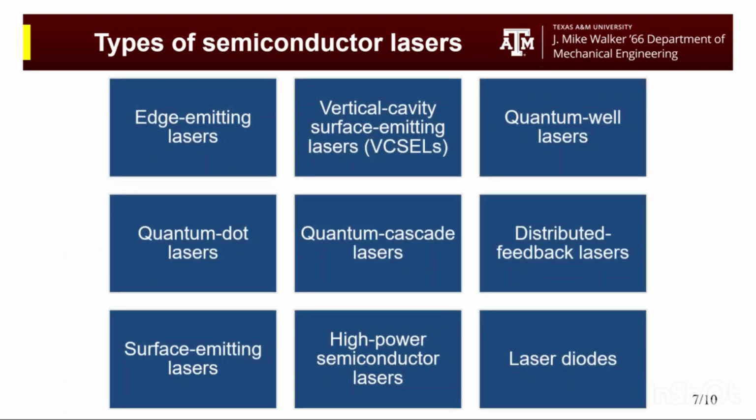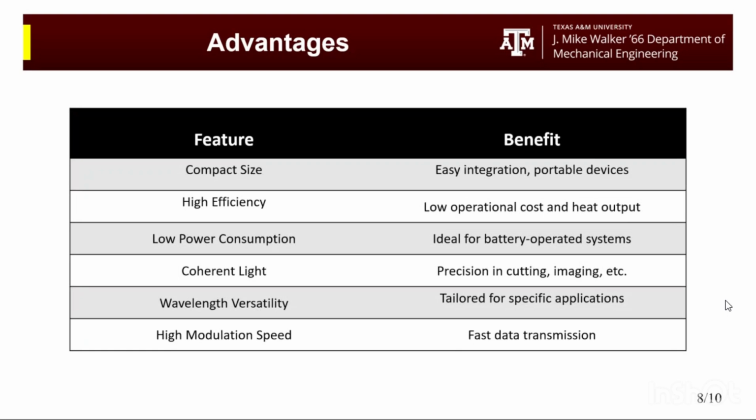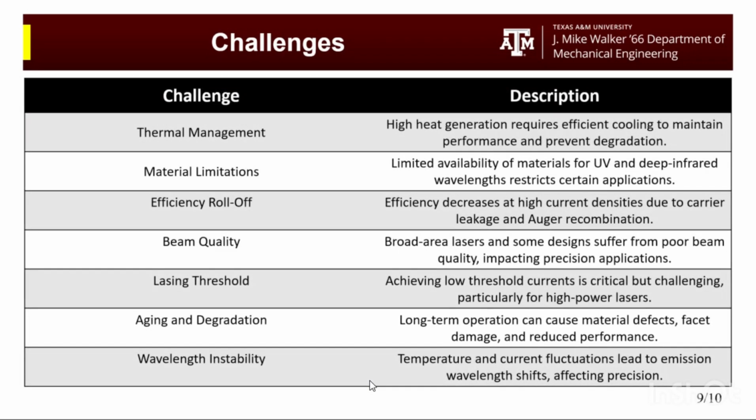As I mentioned, we're going to have different kinds of semiconductor lasers. You can see they have some advantages, including compact size, high efficiency, coherent light, and fast modulation, also durability. They have a long operational lifespan. And these kinds of lasers have some challenges, including that some of them are very expensive. Also, temperature sensitivity is very important because it can affect their performance. And material challenges are very big challenges, because they're using semiconductor materials, and there are other challenges that you can see.